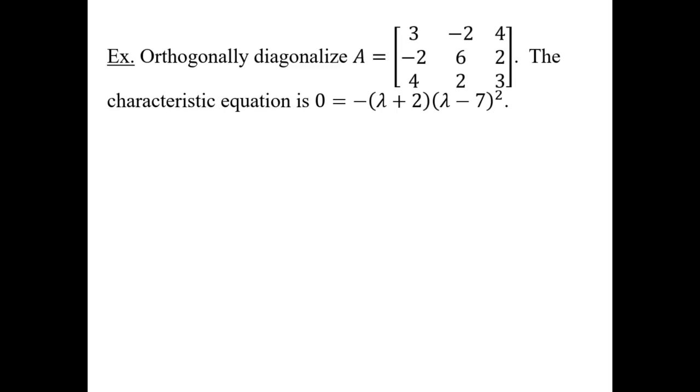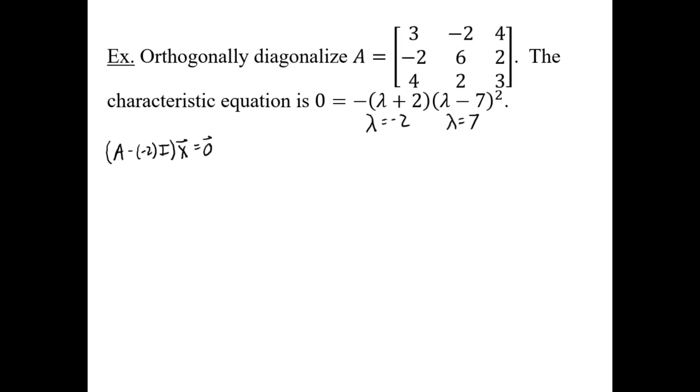So certainly my eigenvalues are -2 and 7. Great. Let's start with -2. Let's solve the equation. Now remember, it's A minus lambda I. So A minus -2I times x equals 0.